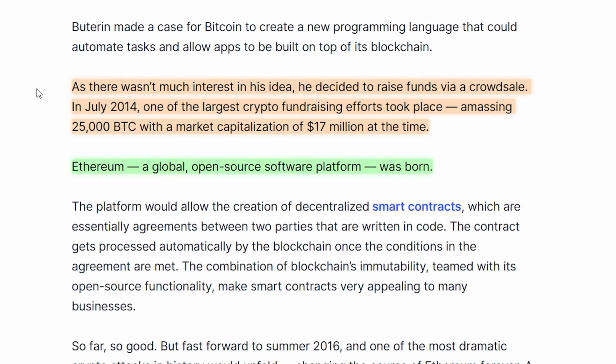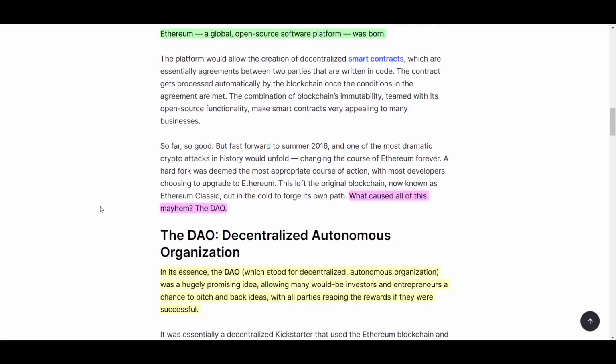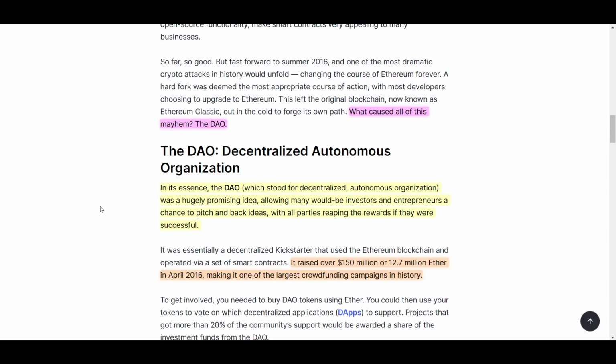He accomplished this by raising 25,000 Bitcoin in a crowd sale in 2014, which was only $17 million back then compared to the more than $1.4 billion that it would be worth right now. Using that money and working with several other co-founders, Ethereum was created as an open source, decentralized software platform. The most important thing to remember right now is that the code for Ethereum was open source, meaning that anyone could look at it.